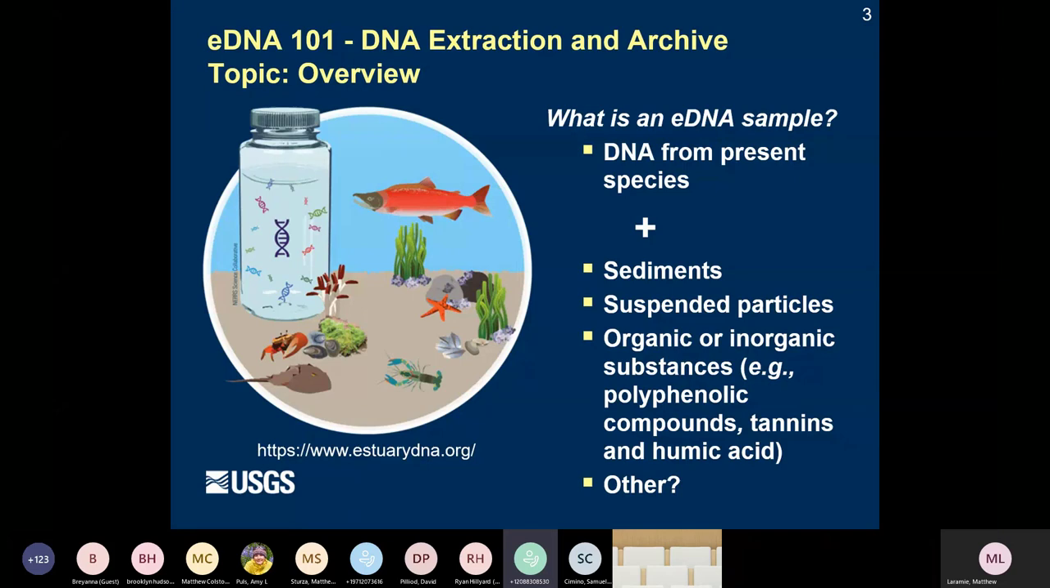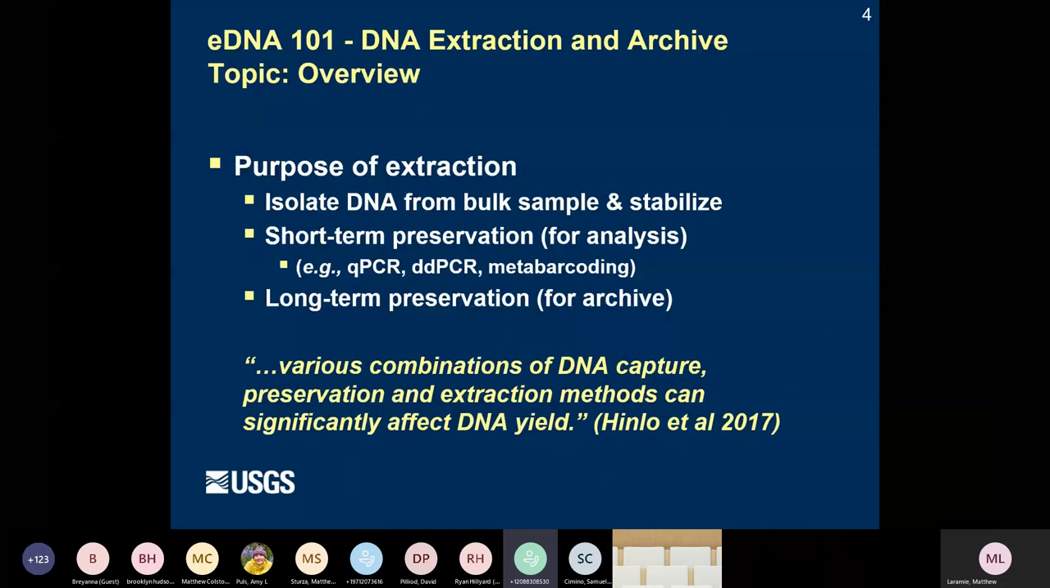And just for the sake of today's example, I'm going to continue with David's approach and walk through this from an aquatic freshwater perspective. But whether we're talking about freshwater, marine, or terrestrial samples, the goal of extraction is going to be the same. We need to isolate DNA from the bulk sample and stabilize it for the short term for analysis. And it doesn't really matter whether that's qPCR, droplet digital PCR, or metabarcoding. The process is basically going to be the same. And then, of course, in the end, these samples are likely to be archived for future analysis.